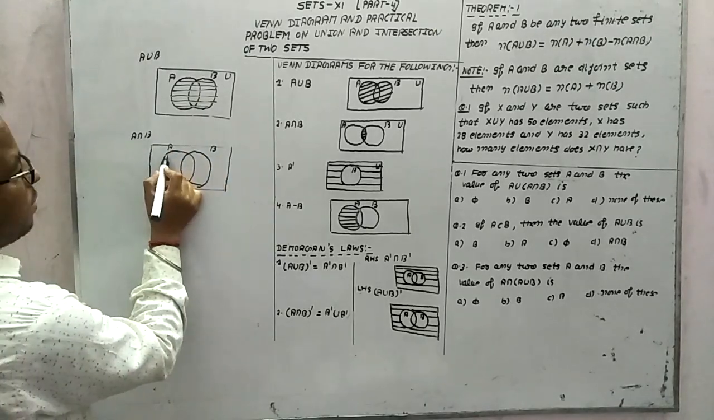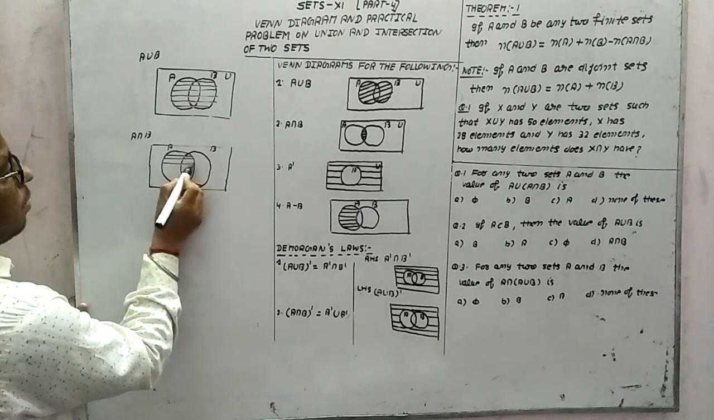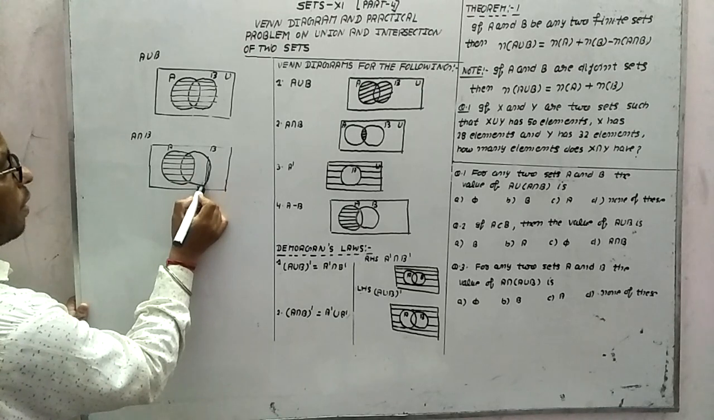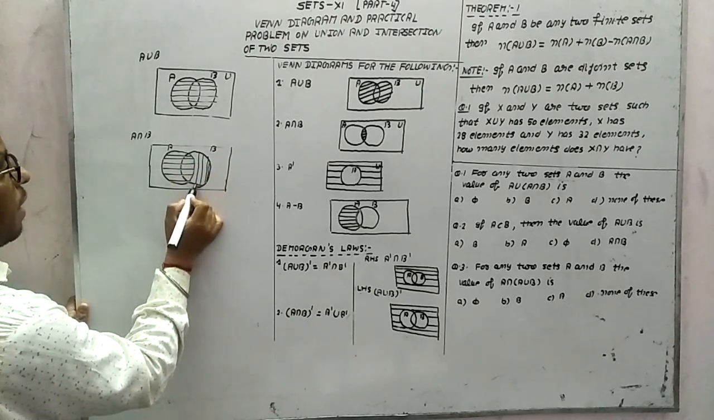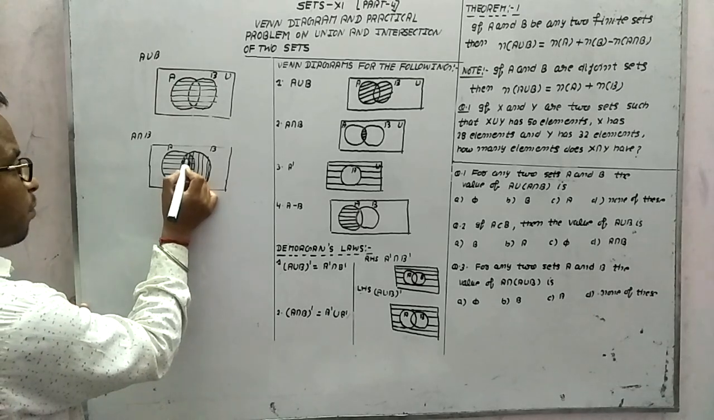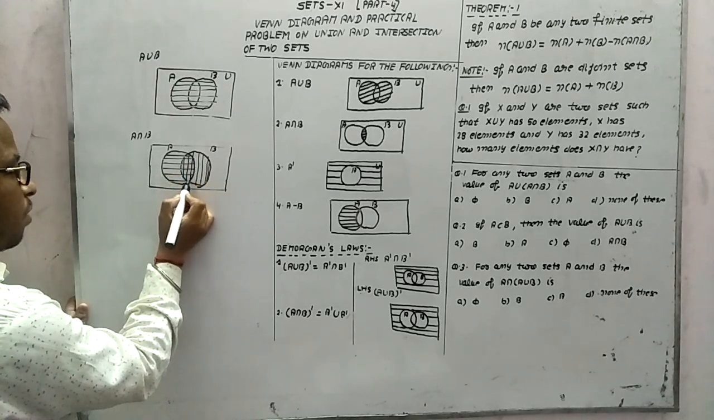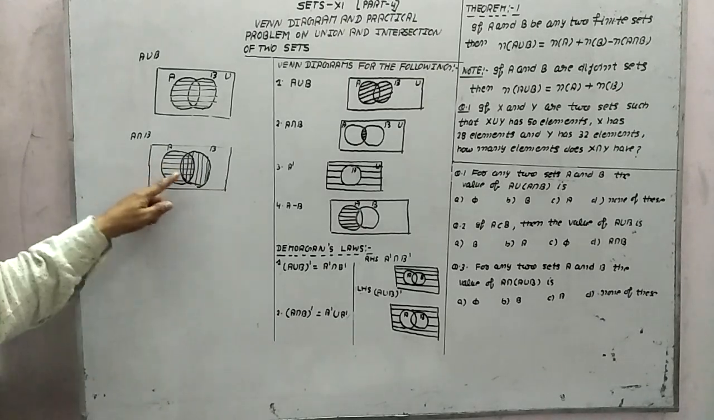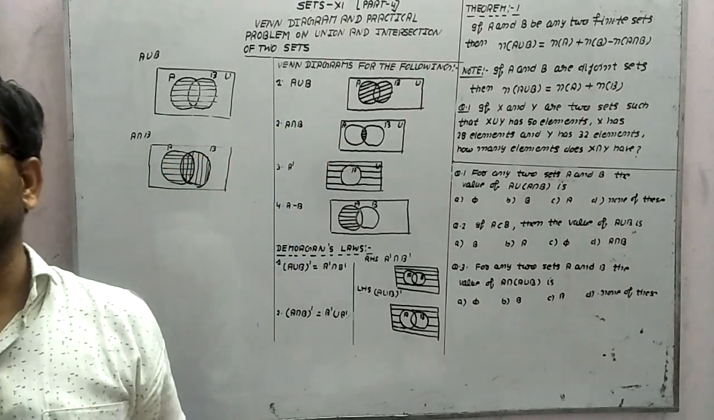For A set we took horizontal lines, and for B set we are considering vertical lines. When we take these vertical lines, now just check this thing where this check portion is coming. Check portion is coming only in this part. That's why it is showing A intersection B, which is here also.